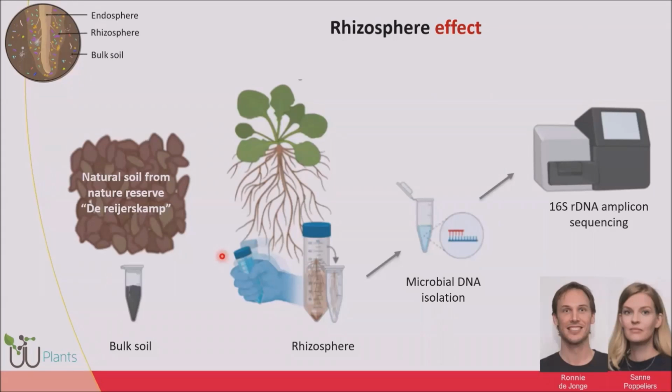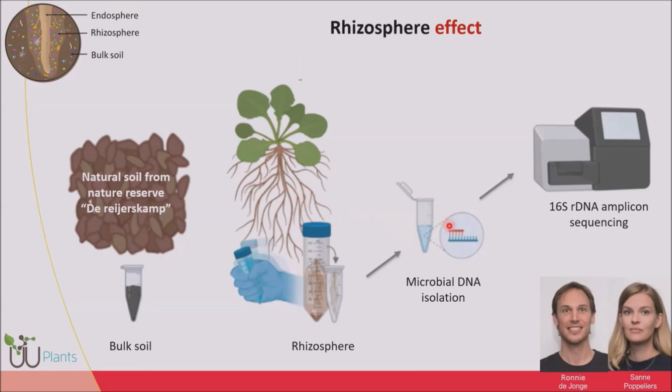Well, I already mentioned in my first slide that plants select microbes to their root system. And what you then see is that the microbial community very close to the roots is very different from the microbial community that is present in the bulk soil. We call that the rhizosphere effect. And you can nicely study that by taking samples from the soil and isolating the microbial DNA from that soil, and doing the same thing from the rhizosphere, so the area around the roots.